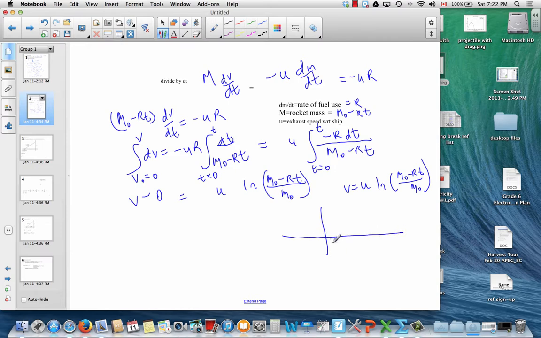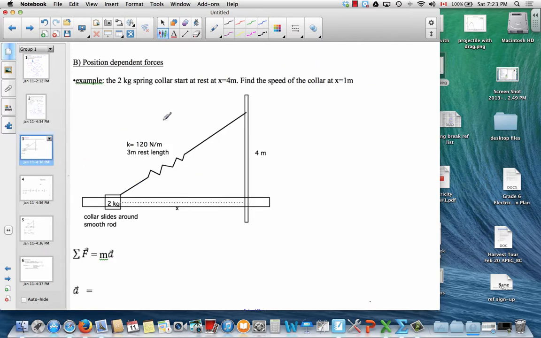So it basically ends up looking like velocity versus time. It ends up with some sort of decrease or increase like this. So that's another example of time-dependent dynamics. Now the next problem we're going to look at is forces that depend on position.